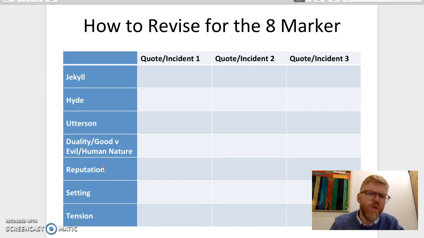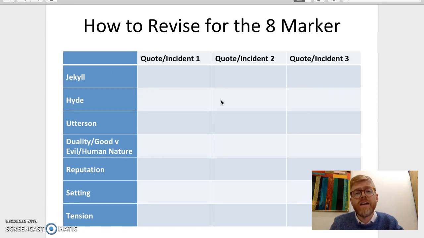Another theme that maybe not covered in these 3 would be the theme of reputation, which is obviously quite an important one in Jekyll and Hyde, so perhaps you should make a separate line for that. And then you've got setting, which infrequently but still could come up, and tension, which I think is again unlikely but possibly could come up. And so once you've got your list of things that you could potentially be asked about in the 8 marker, then I suggest 3 different columns.